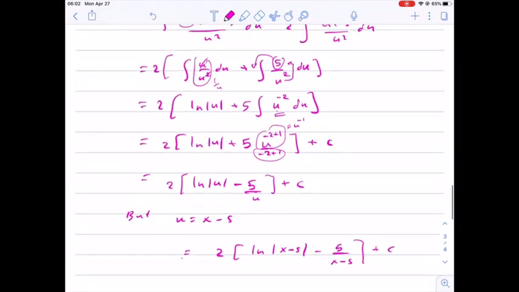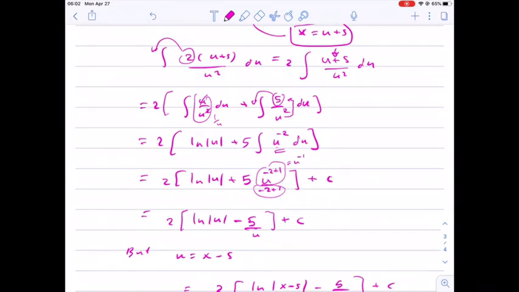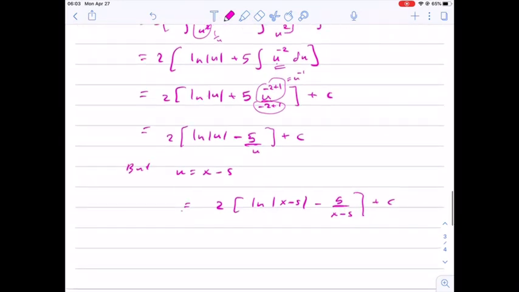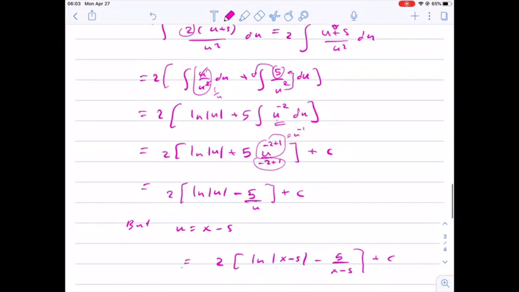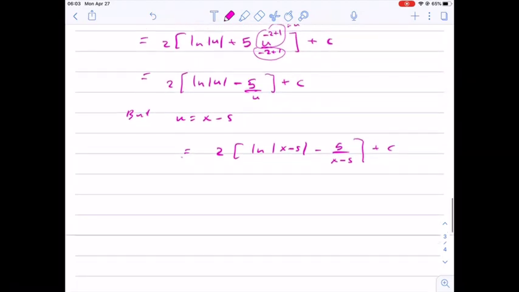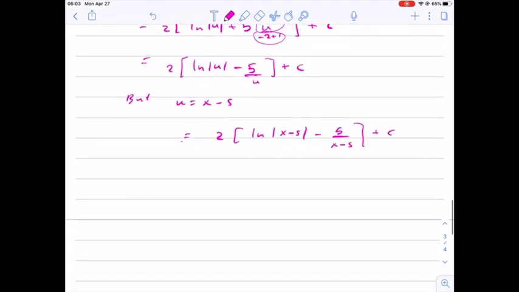plus c. Let's double check the steps. And here we have 2 natural log. Okay, and 2 times 5 is 10. Okay, so this is the final answer. It's written in terms of x.